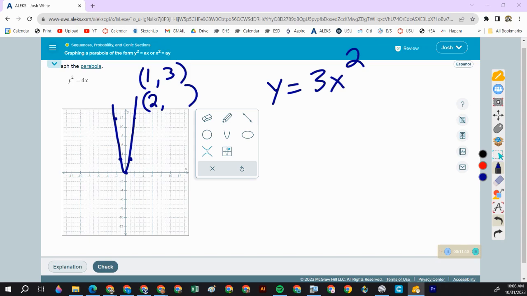How does that compare to the normal parabola? Well, the normal parabola was over 1, up 1, and over 2, up 4. Over 1, up 1, and over 2, up 4. And you'll notice the new parabola is exactly 3 times taller than the old parabola.